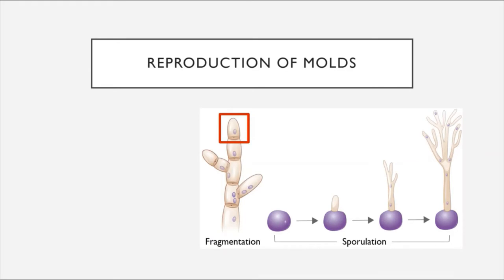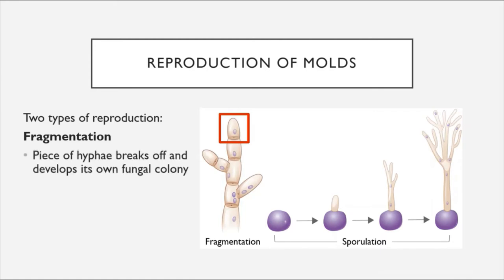Now that we've talked about the structure of molds, we're going to move on to talking about their reproductive processes. There are two types of reproductive processes that molds can exhibit. One of them is called fragmentation. Fragmentation is exactly what it sounds like. It's where a fragment of a hypha breaks off and turns into its own fungal colony.